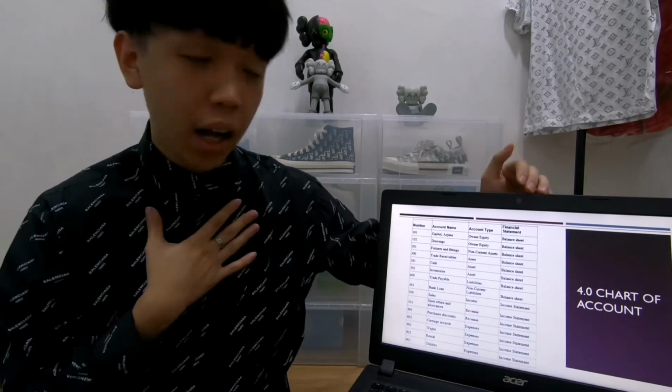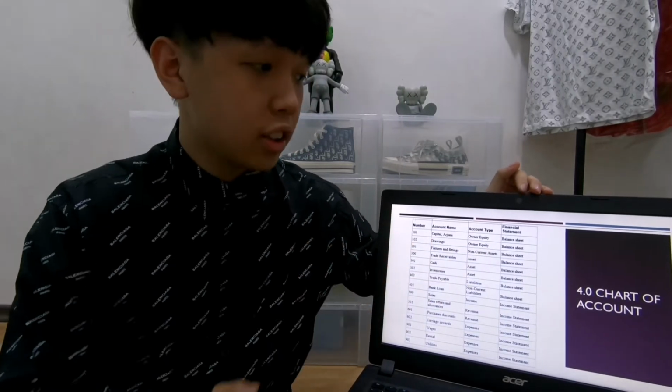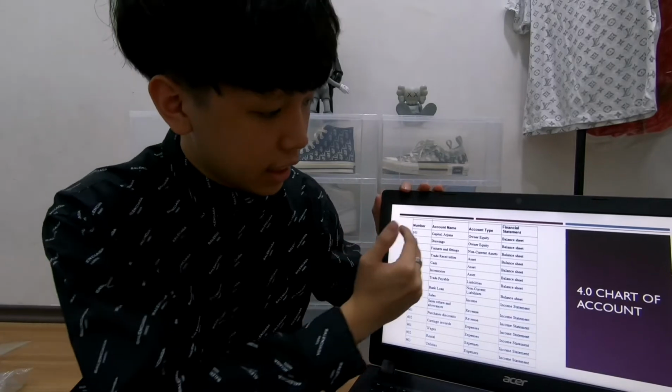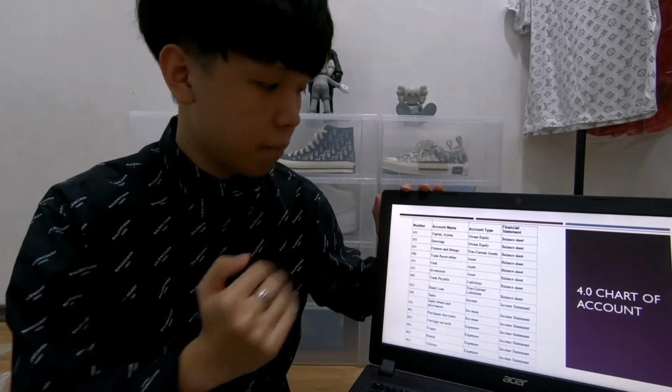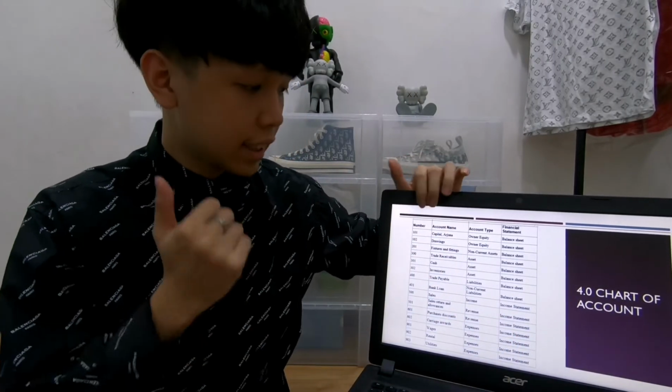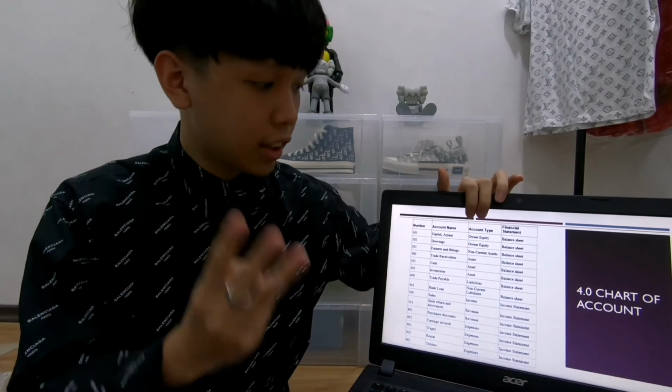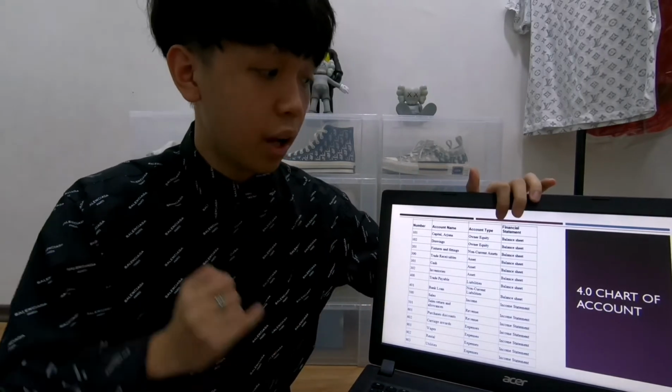Okay, my part is 4.0 Chart of Account. As you can see, here I have a graph. There are 4 columns. The first column we have the number. Second, we have account name. The third, we have account type. The last, we have financial statement.